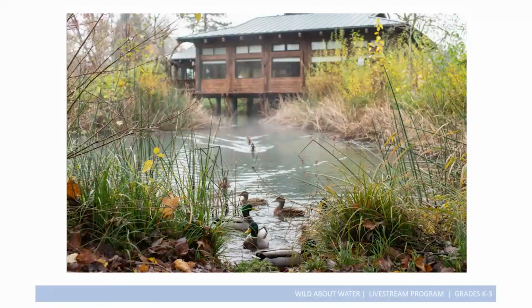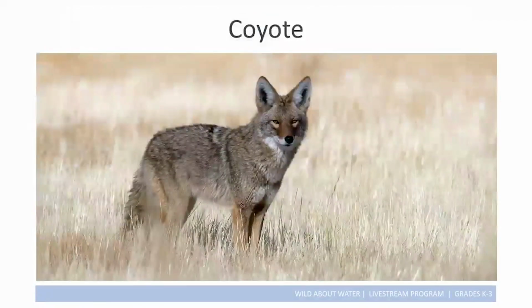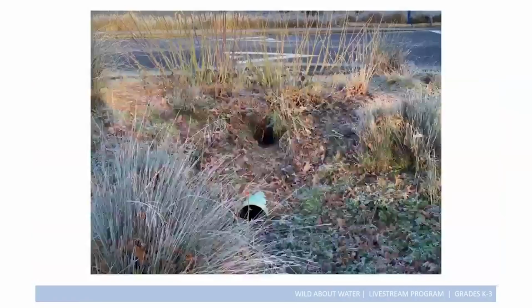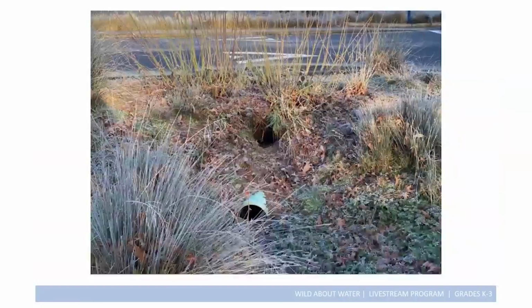So let's go through some examples of animals here at the ELC that might find successful habitat here. The first one is a coyote. We don't often see coyotes with our eyes here, but we do see signs that they're here. And this morning on my walk, I saw this skunk burrow. We know that the skunks have been here at the ELC.